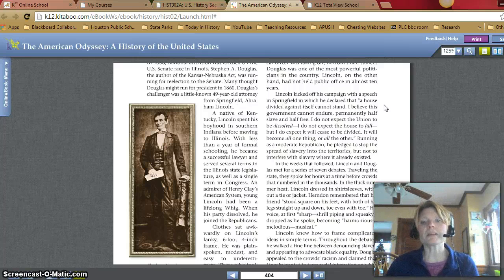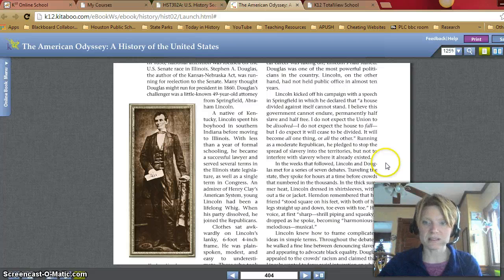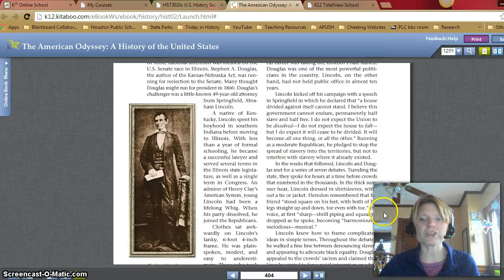Running as a moderate Republican, he pledged to stop the spread of slavery into the territories, but not to interfere with slavery where it already existed. In the weeks that followed, Lincoln and Douglas met for a series of 7 debates. Traveling the state, they spoke for hours at a time before crowds that numbered in the thousands. In the thick summer heat, Lincoln dressed in shirt sleeves without a tie or jacket.